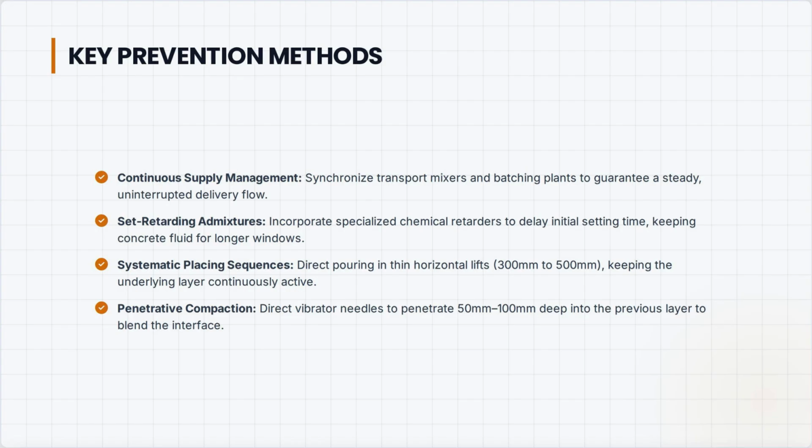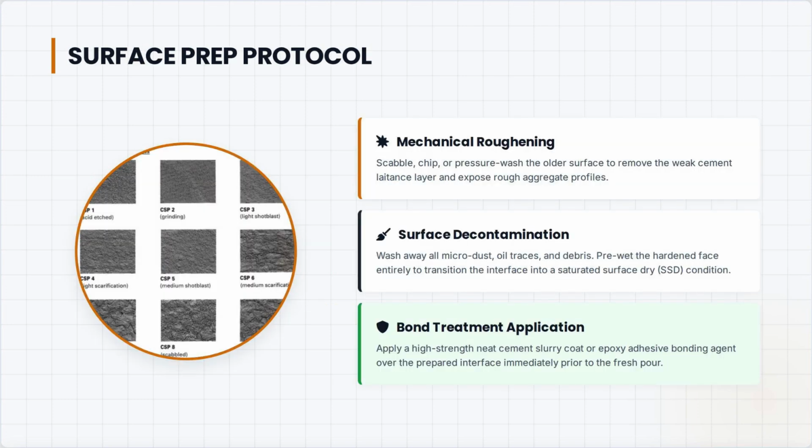Cold joints can be prevented through continuous concrete pouring, proper planning, backup equipment, proper vibration, and good supervision. Proper timing during concreting is extremely important. If delay becomes unavoidable, the old concrete surface must be prepared properly before restarting concreting. This includes roughening the surface, cleaning loose particles, and applying bonding slurry or epoxy.